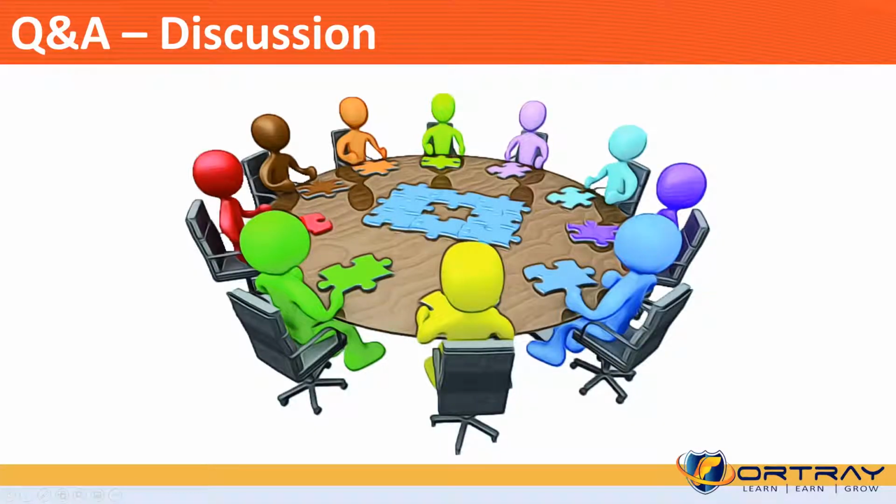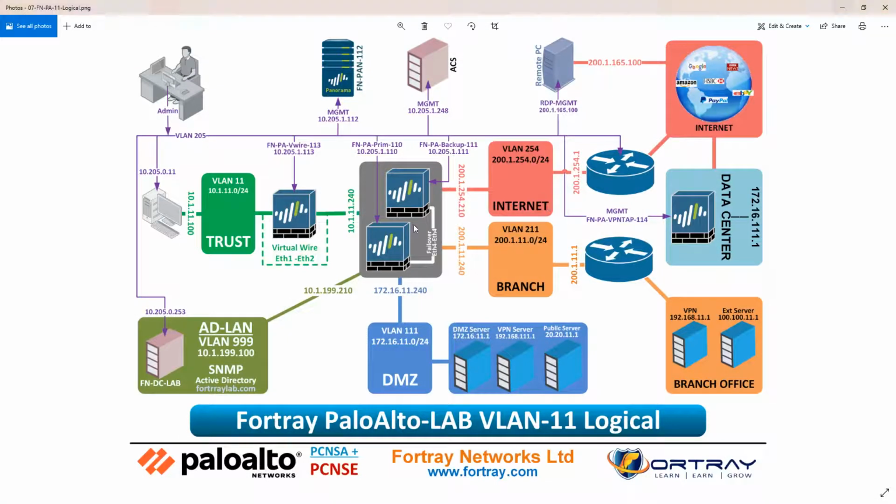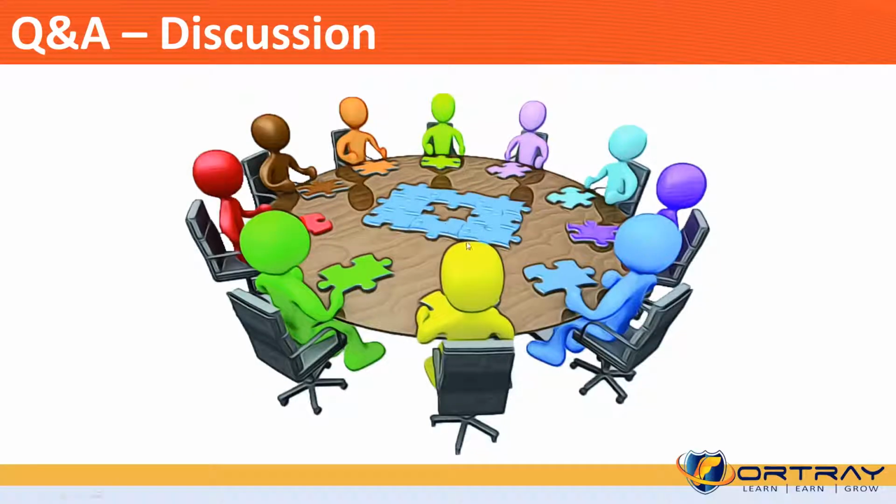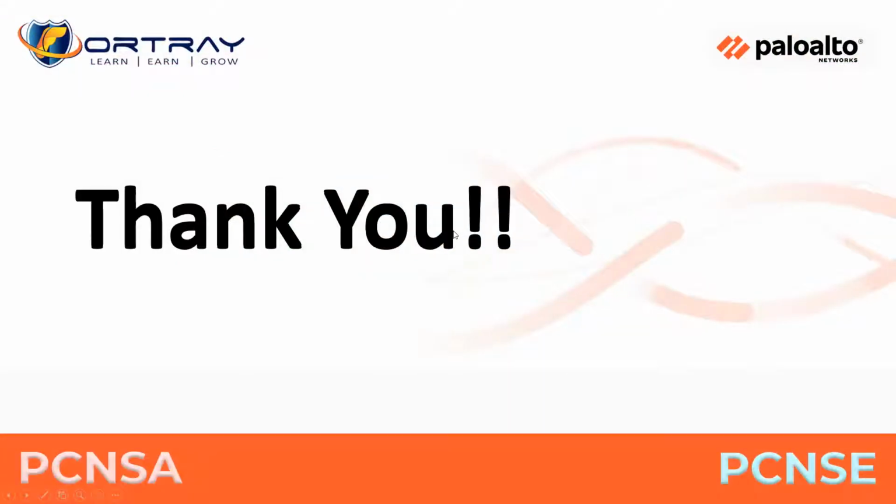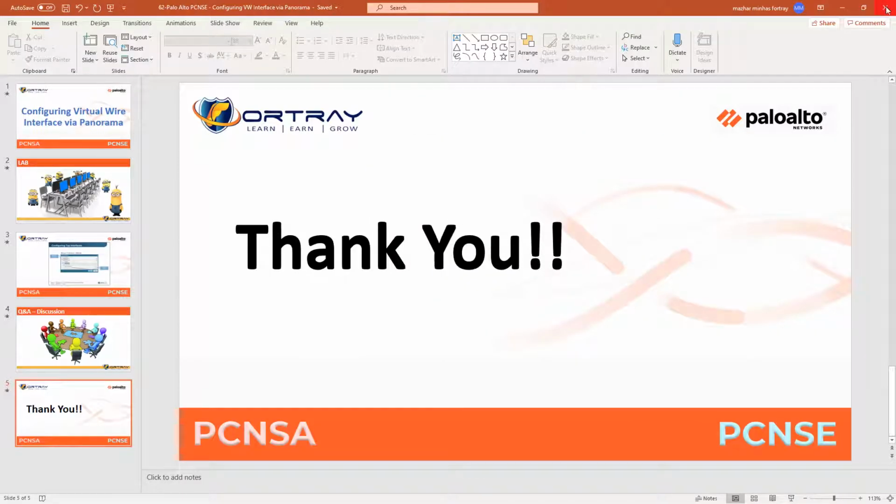Anybody has any question right now about virtual wire? From the testing point of view, we can't test it right now. The reason is that it's a virtual wire; once we create the layer 2, layer 3 interfaces on our other devices, and then we send the traffic from here, 10.1.11.100 to 10.240, then you will see the traffic hitting. So wait for that step. Anybody has any questions?